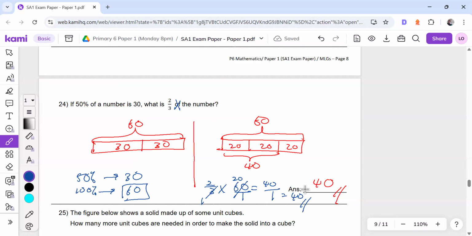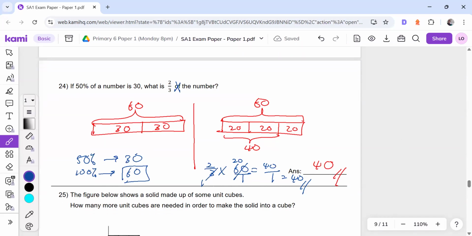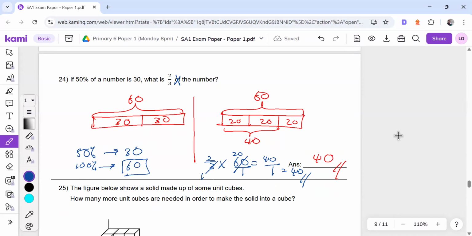There are still many other ways you can get the answer. It all depends on what way you prefer and which is easier for you. I can draw a model, I can do this, I can do that. It's up to you.